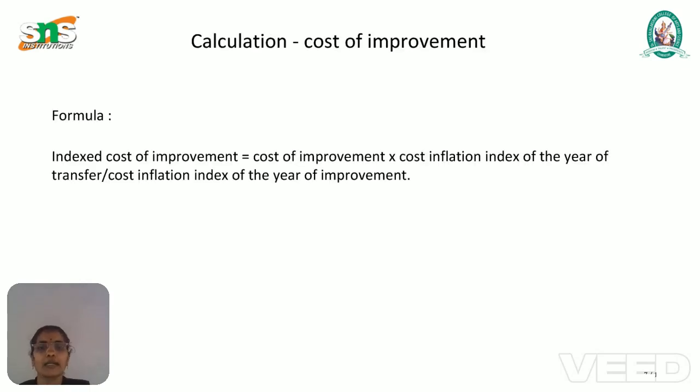Next, how do we calculate the cost of improvement? The indexed cost of improvement is equal to the cost of improvement multiplied by the cost inflation index of the year of transfer, the whole divided by the cost inflation index of the year of improvement.